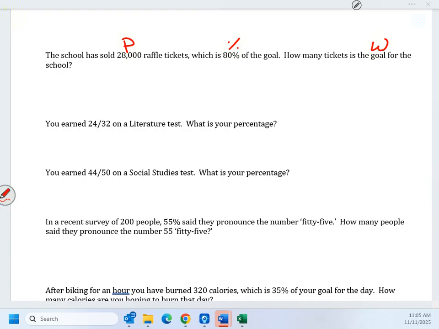Part and whole. So think it through. Part or the whole amount. Which number goes where, what am I solving for, where's my question mark? Go slow and make sure you're putting things in the correct spot. If we look at our lit test, 24 out of 32 on the lit test, what's our part? Clara? 24. What's our whole? Ellen? 32. And what's our percent? That's our question.